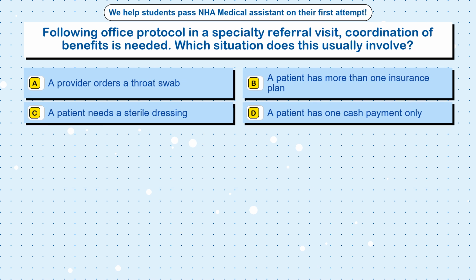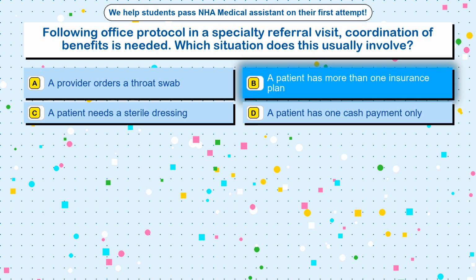Question 13. Following office protocol in a specialty referral visit, coordination of benefits is needed. Which situation does this usually involve? Option A, a provider orders a throat swab. Option B, a patient has more than one insurance plan. Option C, a patient needs a sterile dressing. Option D, a patient has one cash payment only. The correct answer is option B, a patient has more than one insurance plan.